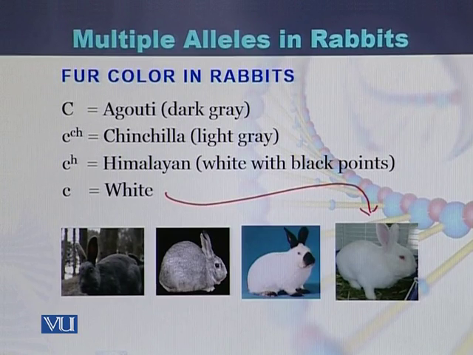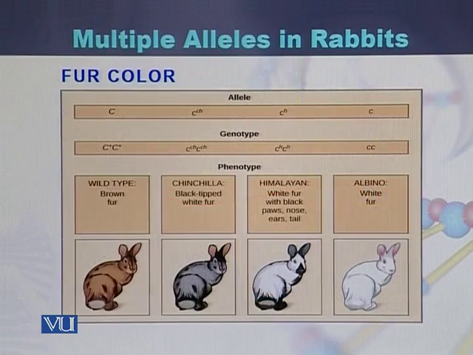So we can say that there are 4 different alleles. If allele C is in dominant form, then the color will be agouti. If it is in CH form, then chinchilla, and if it is in H form, then it is Himalayan. If it is C in recessive form, then the fur color of the rabbit will be white, or albino. So here we can see all the 4 alleles and their genotypes.